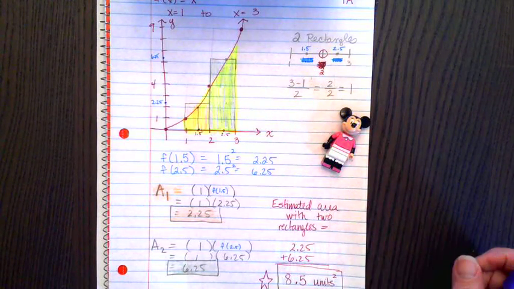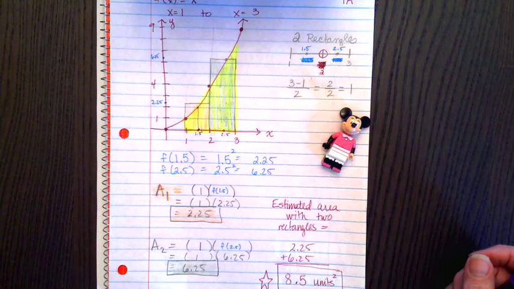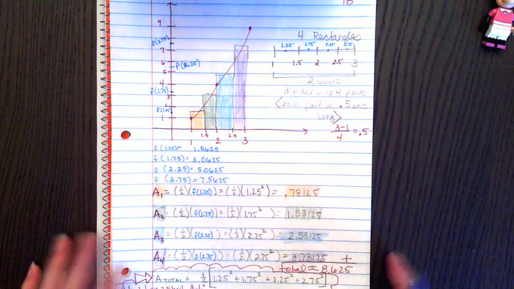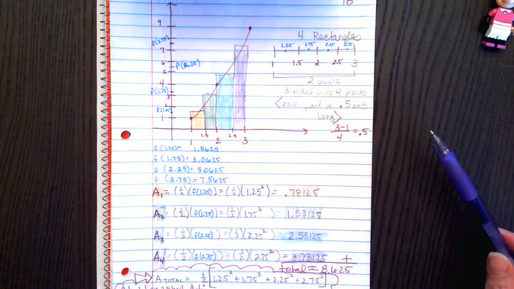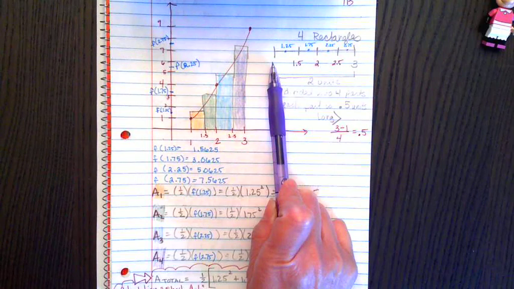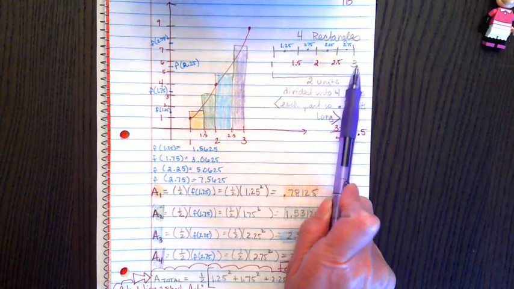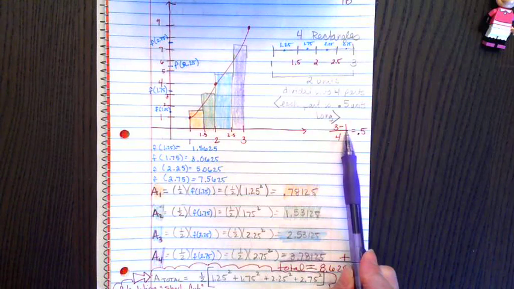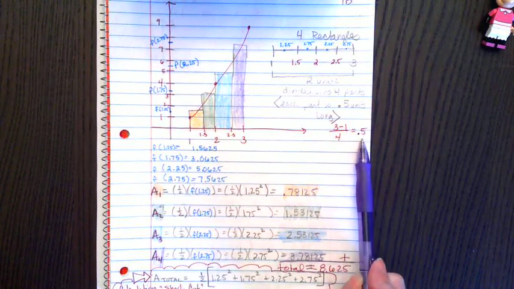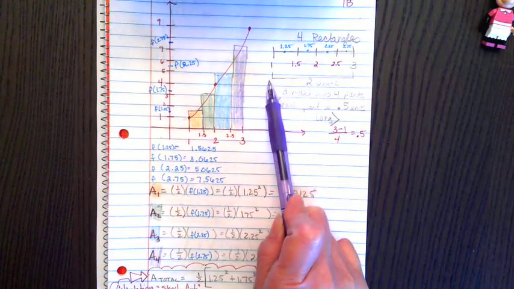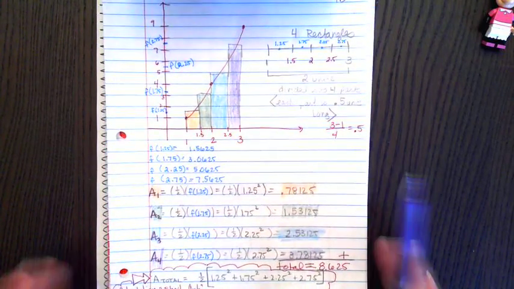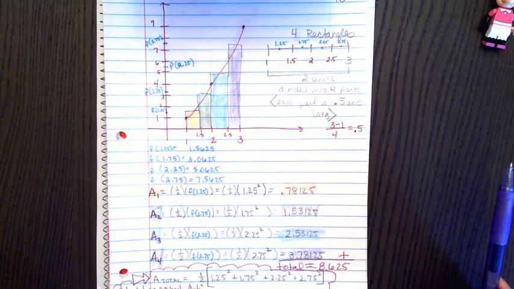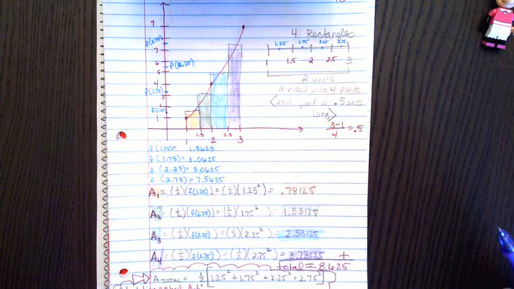Now this is not very accurate. I could get a little more accurate with more rectangles. So let's try the same problem but with 4 rectangles. If I do the problem using 4 rectangles, I've got the same length across from x equals 1 to x equals 3. 3 minus 1 is 2. 2 divided by 4 is a half. So we've got 2 units all the way from 1 to 3, cutting it into 4 pieces. Each piece is going to be half a unit long.